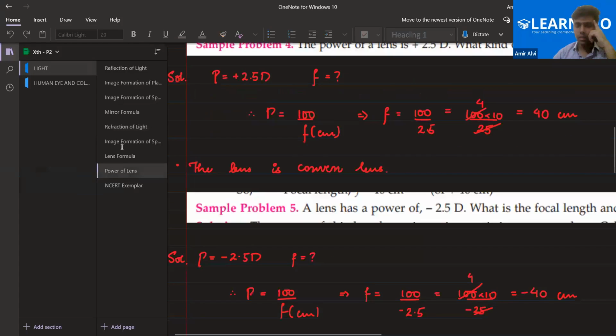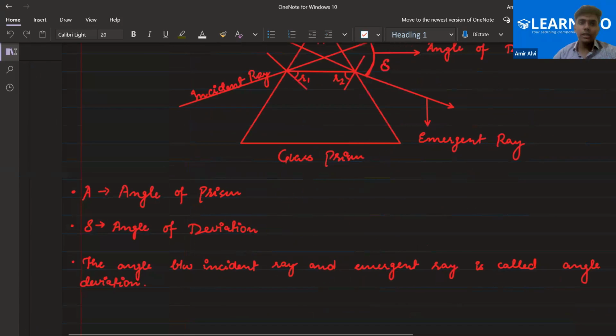Okay, chalo. So in this class we are going to study the human eye.